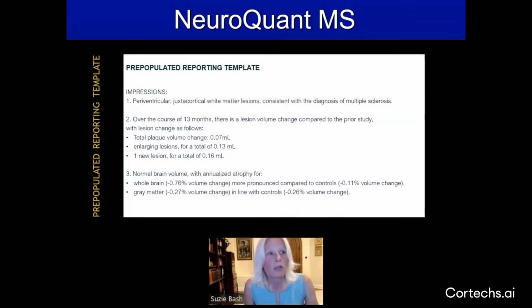And then most importantly, it gives a pre-populated reporting template that gives the overall summary of the MS report. So again, it tells you, in this example, since 13 months since the prior study, what that change in the total plaque burden is, what the volume of enlarging plaques are, and mentions here that there was one new lesion and the volume of that new lesion. And then it gives the whole brain volume and also the gray matter volume as well. And by the way, the report also can generate white matter volume as well.